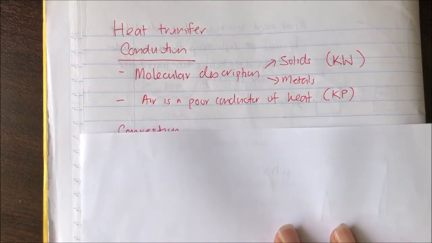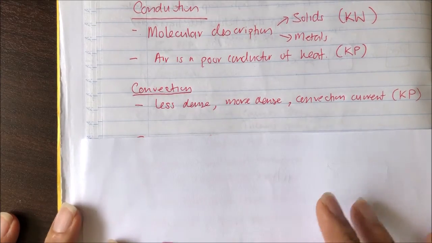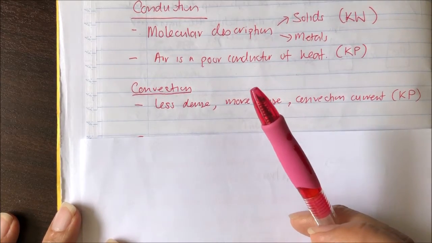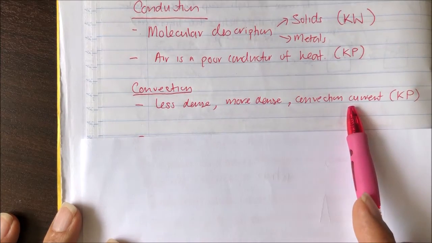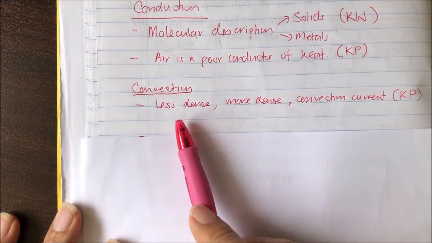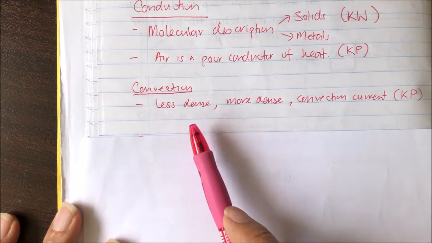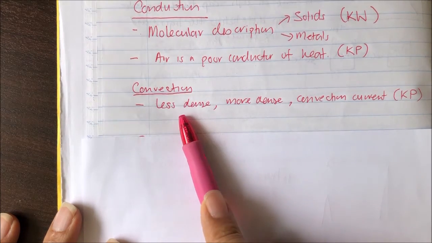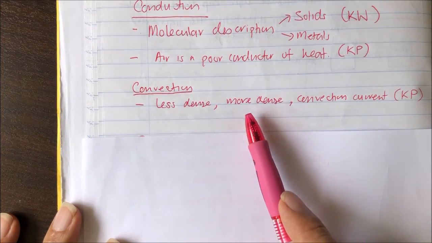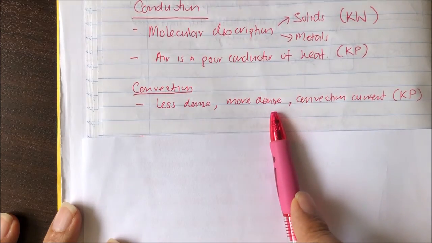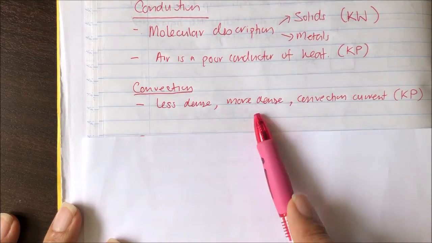Then we move on to convection. These are the key phrases you need to have when describing the process of convection: less dense, more dense, convection current. When air is heated up, the volume increases, and as the mass remains the same, it becomes less dense. So this hot air will rise, and then the cooler air will sink because it is more dense, and this sets up a convection current. So remember to have these three keywords in your answer.